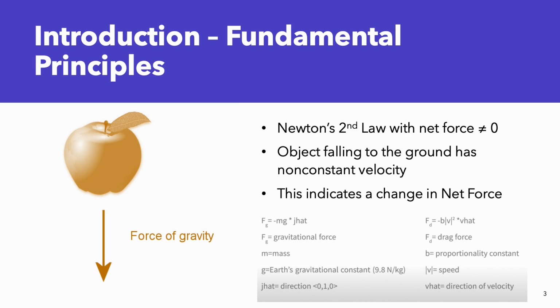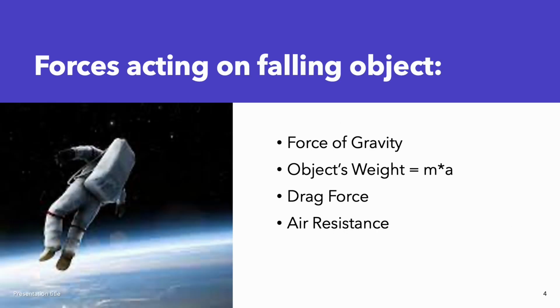Also, as we can see, we have different formulas, such as the one for gravitational force, the gravitational constant, and the drag force constant, as well as the velocity and its direction. As I said earlier, there are some forces acting on the object while it is falling. First of all, we have the force of gravity, which is a negative acceleration against the object. We also have the object's weight, which is its mass times its acceleration. And we also have the drag force and the air resistance that act as friction when the object is falling.